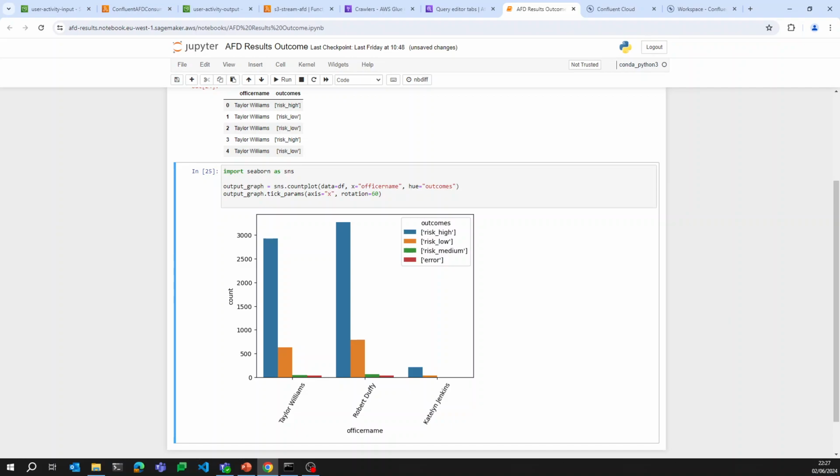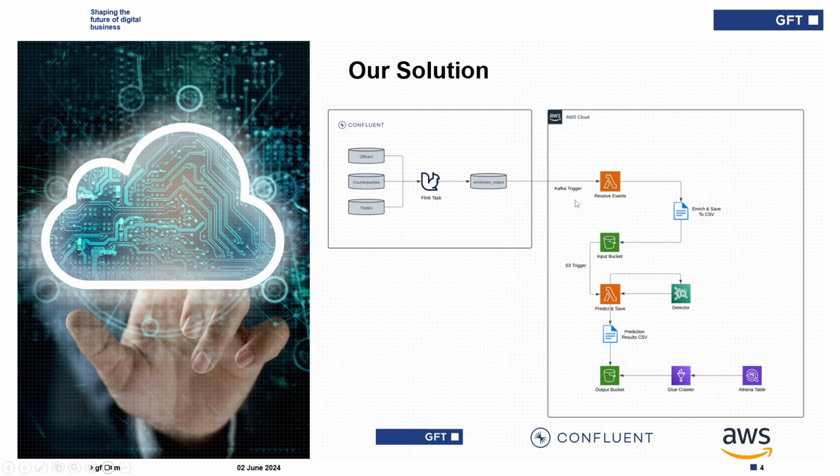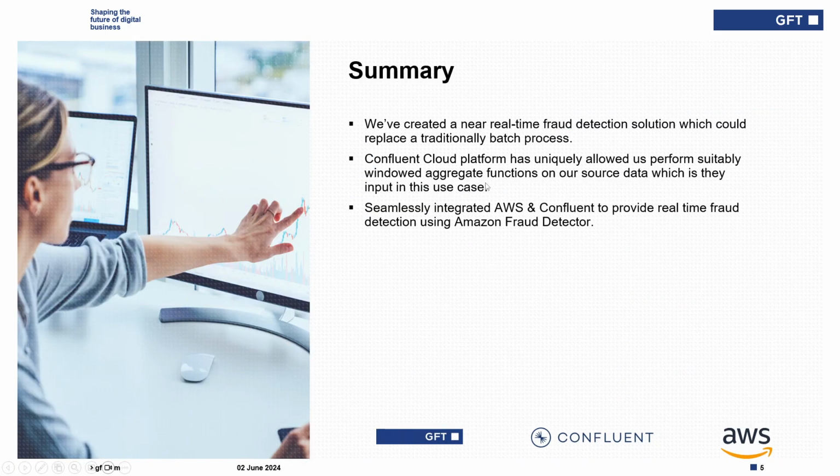So if we just summarize really quickly what we've seen here. What we've done is we've created a near real-time fraud detection solution, which could replace a traditionally batch process. The Confluent Cloud Platform has uniquely allowed us to perform suitably windowed aggregate functions on our source data, which is the key input in this case. And we've seamlessly integrated AWS and Confluent to provide that real-time fraud detection using the fraud detection feature.